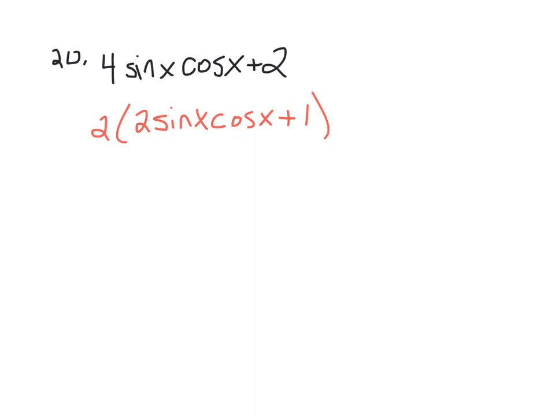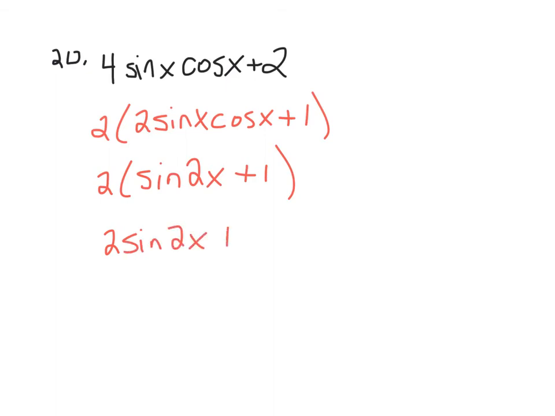So then I'm going to substitute that in, kind of going in reverse from what we did on those previous ones. So now it's 2 times sine of 2x plus 1. And then, of course, you can distribute that back if you'd like. It's not necessary, I suppose. But that's what they're asking you to do on that little 19 to 22 section.